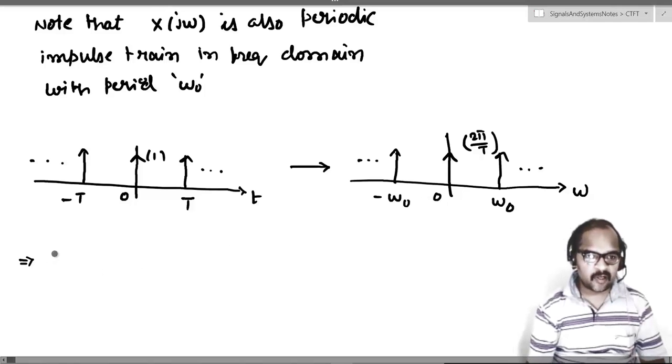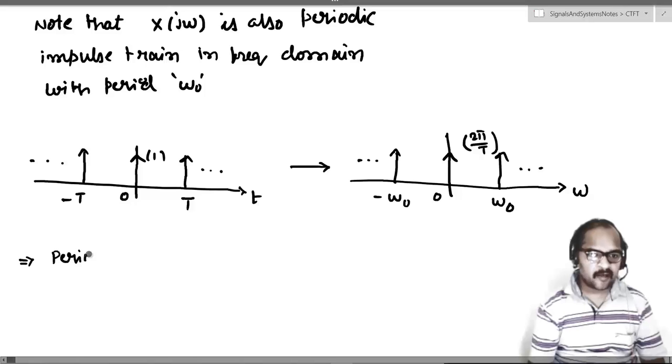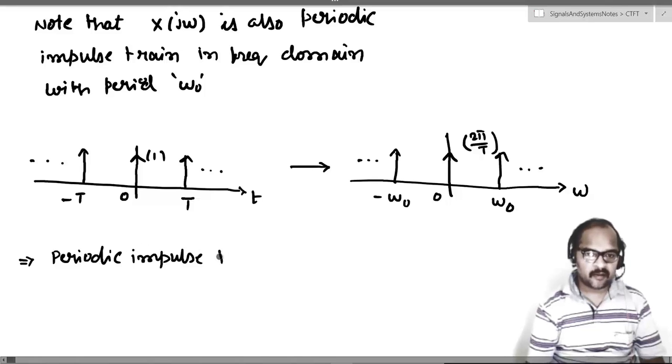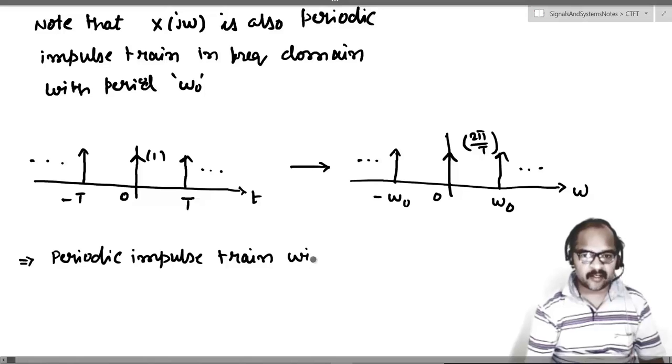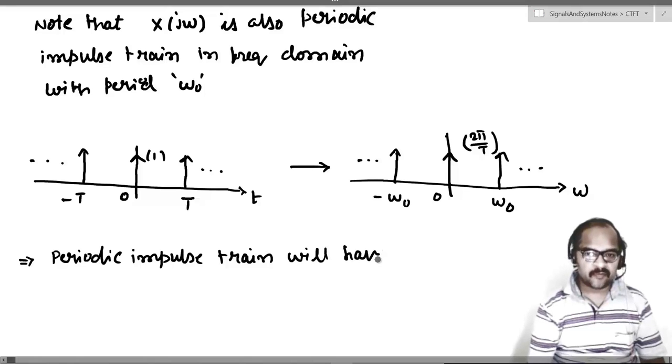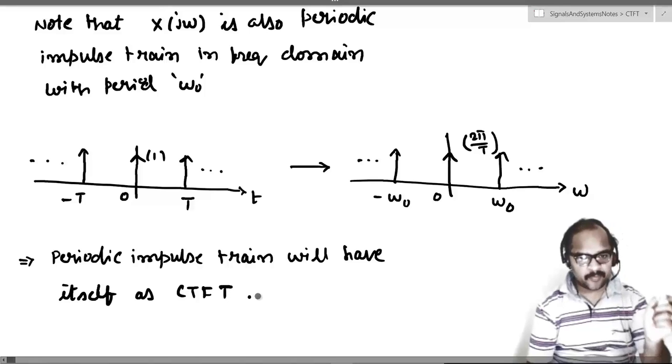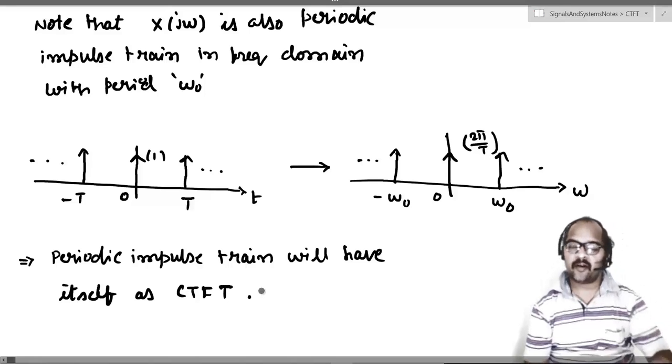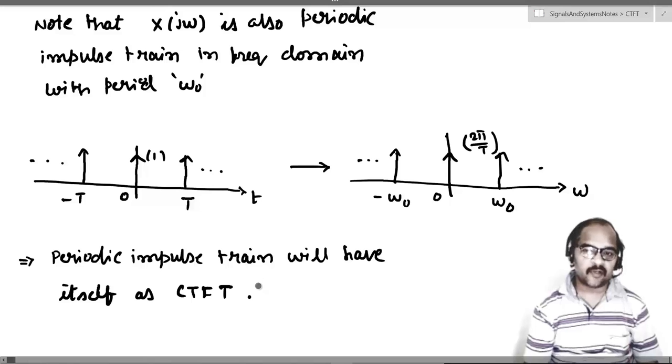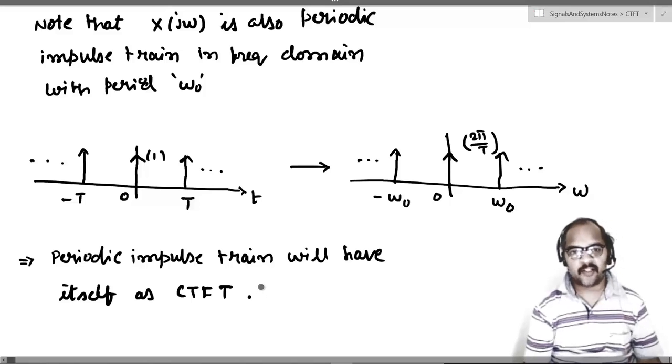So this implies what? A periodic impulse train will have itself as the Fourier transform, as the CTFT. It means a periodic impulse train will have a periodic impulse train as the Fourier transform. Okay, so this is a very special signal.